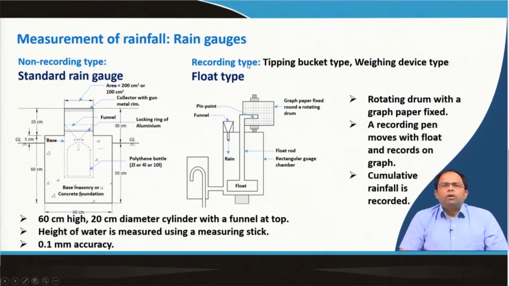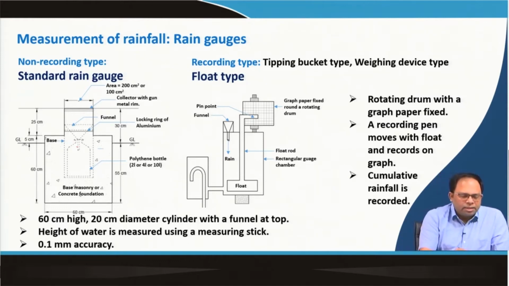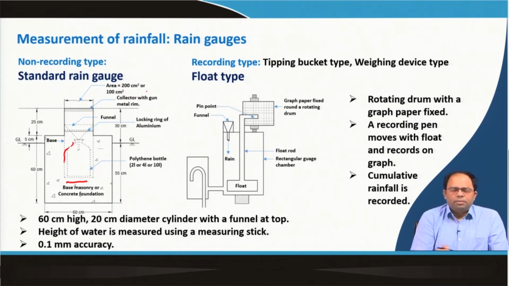So, let us look at the two figures that are given over here. The first figure shows a standard rain gauge, which is a non-recording type rain gauge, and as you can see over here, it is a cylinder. This is a container, and it has a funnel at the top. Whatever rainfall falls within this particular area, which is around 200 square centimeters, or it could be a 100 square centimeter cylinder as well, we actually collect that amount of rainfall.